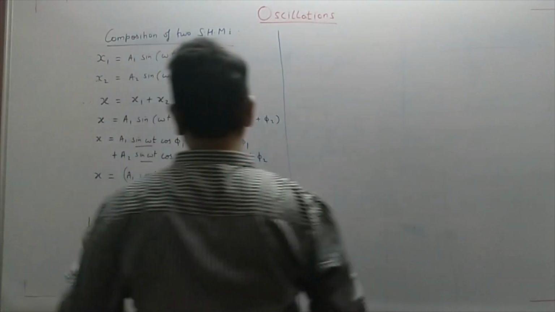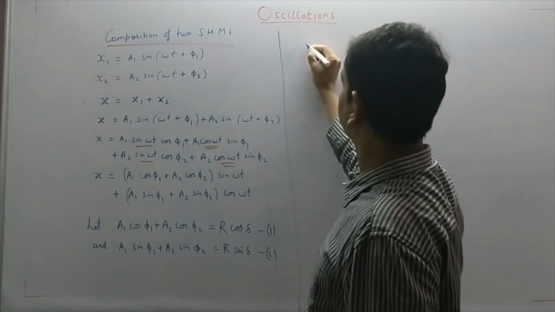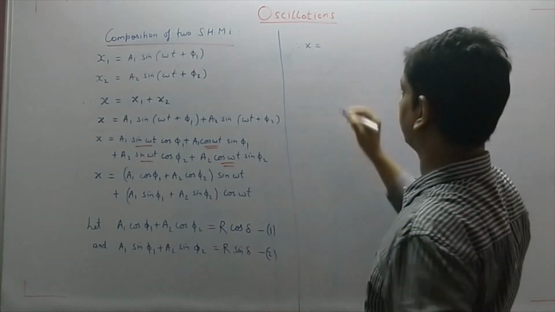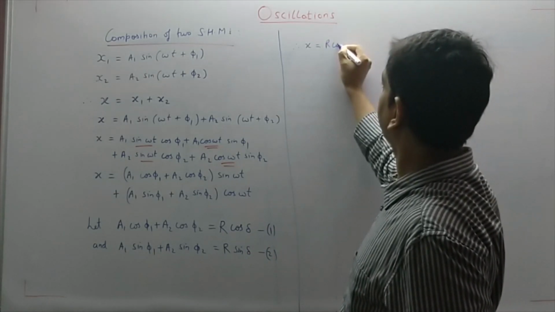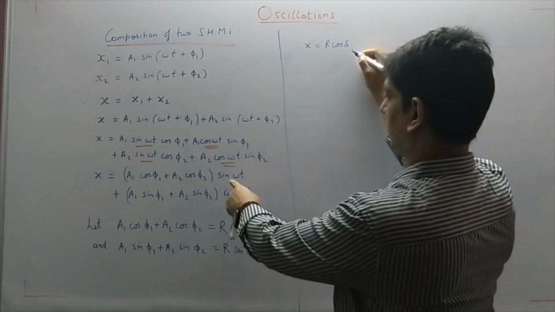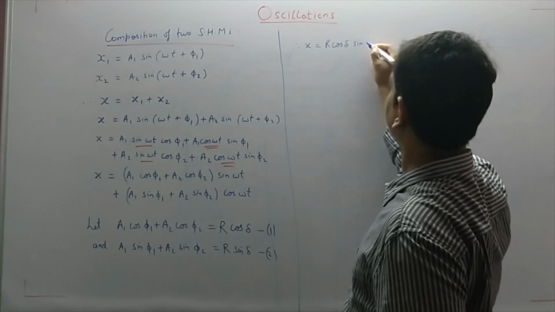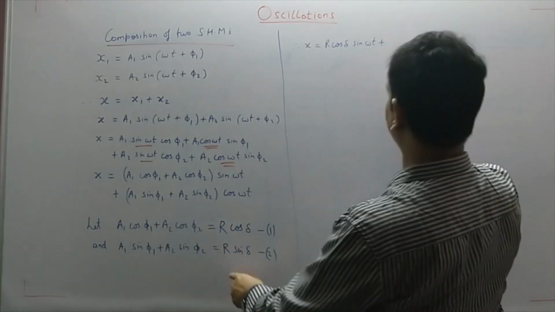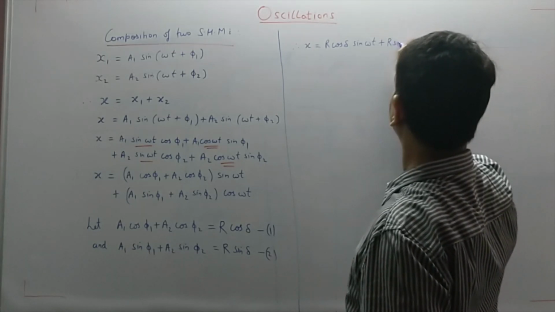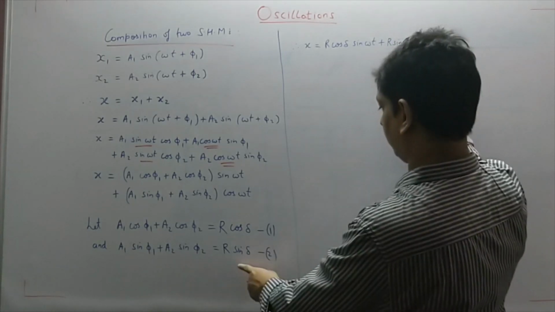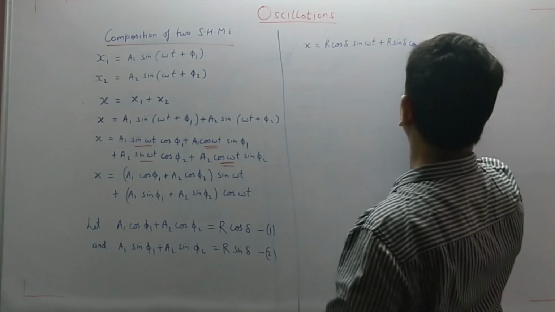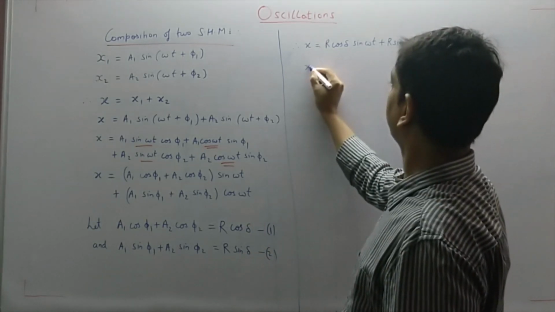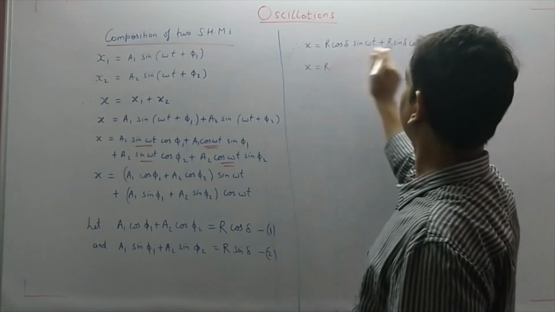Therefore x becomes a1 cos phi, which became r cos delta, into sin omega t, plus this is becoming r sin delta, and then this is cos omega t. If you solve this, r is common in both.